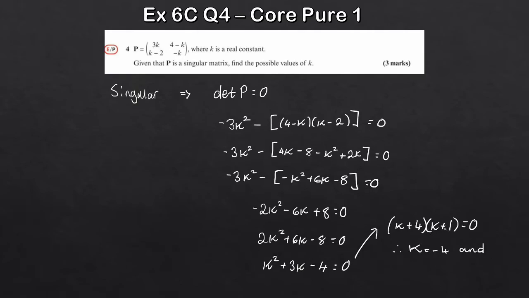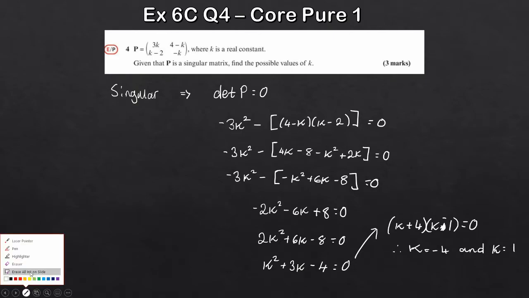Oh, sorry, that should be a minus 1 there. So k minus 1. I thought something didn't work out there. So k is equal to 1. Okay, so minus that little error there, everything else is perfect. So k is equal to minus 4 and k is equal to 1. So those give you the values to make P a singular matrix. So that's the first question done.